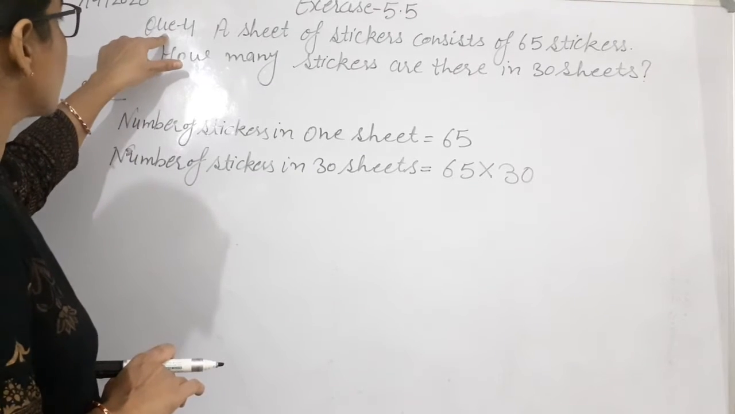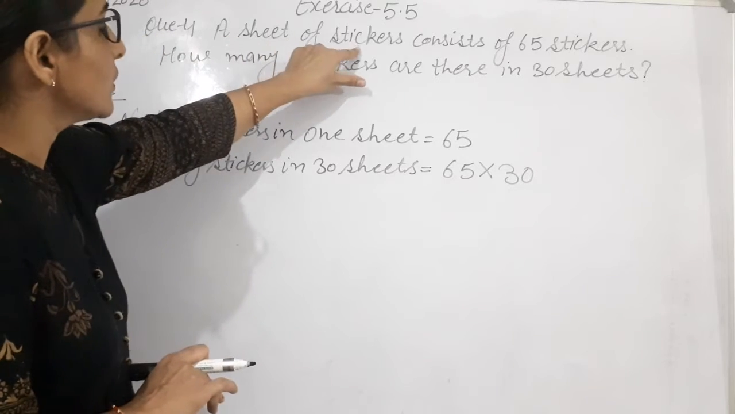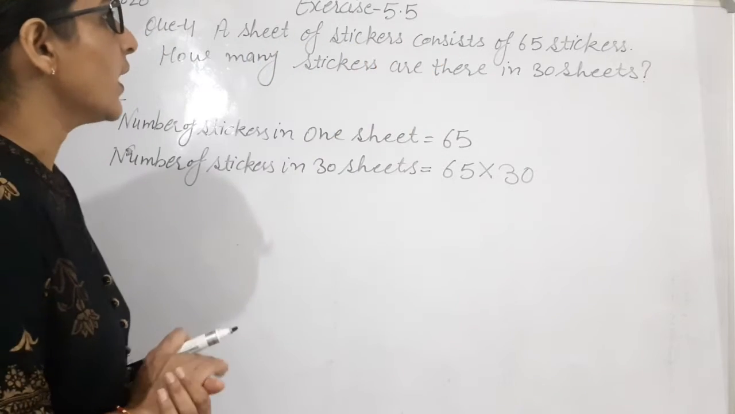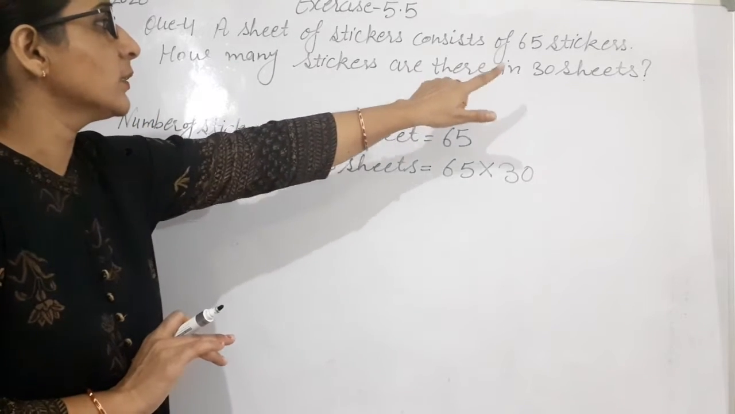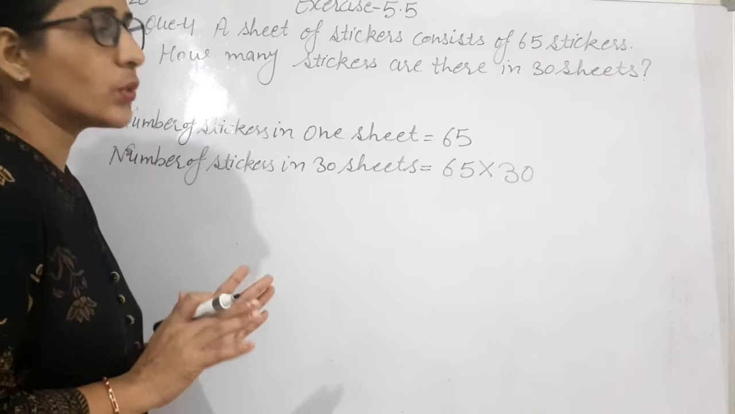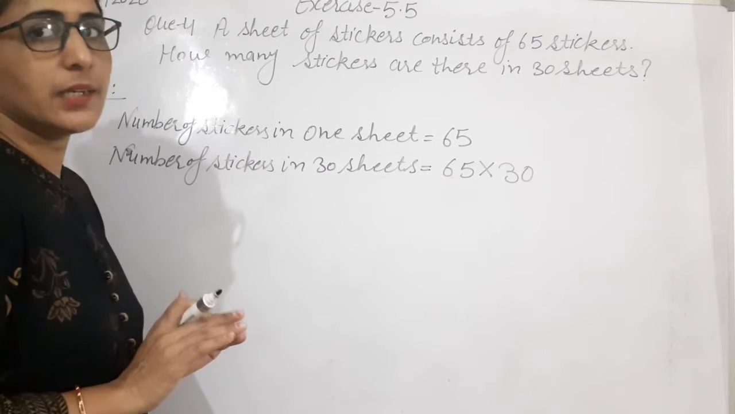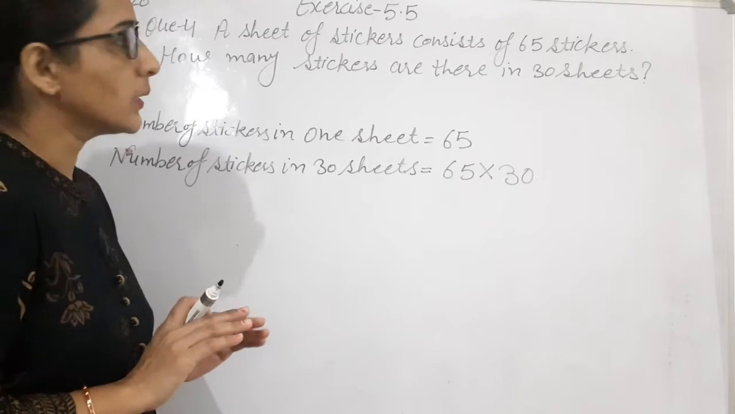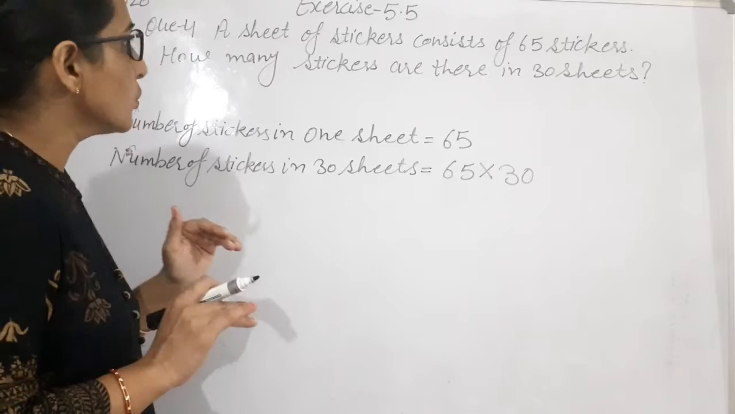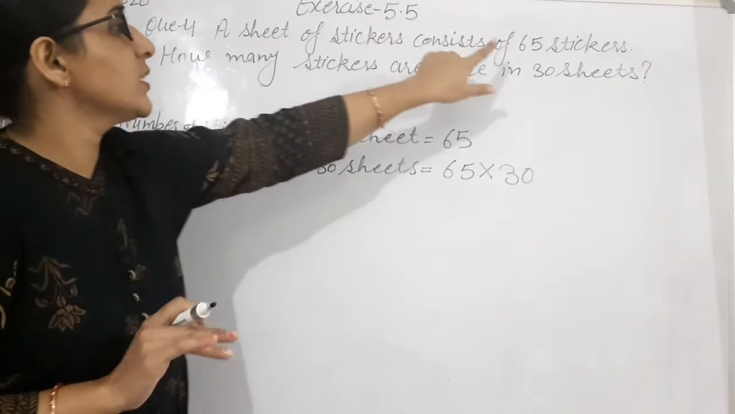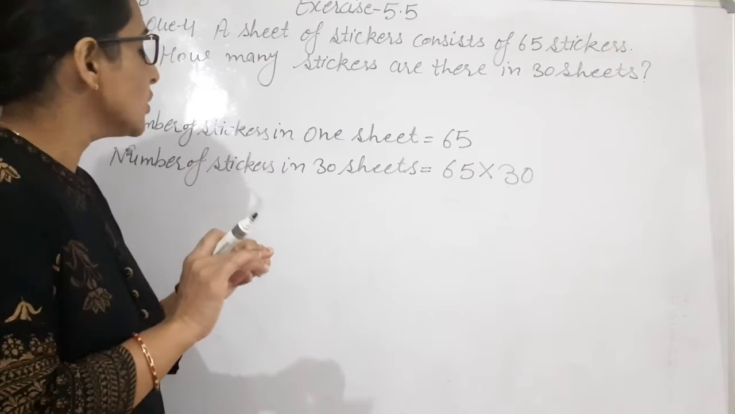Now the question number 4 of exercise 5.5. A sheet of stickers consists of 65 stickers. How many stickers are there in 30 sheets? It means the question is there. एक sheet पर कितने stickers हैं? That is 65. So in one sheet, how many stickers are there? That is 65 stickers on a sheet.